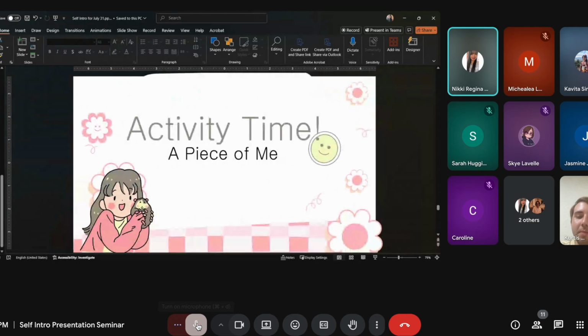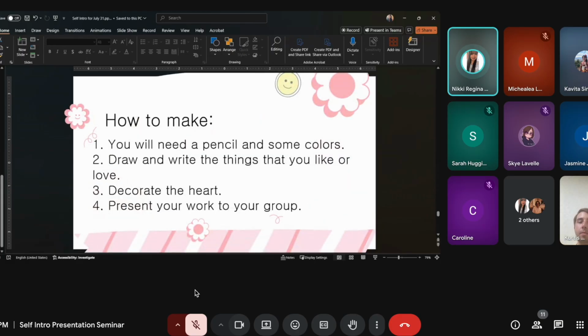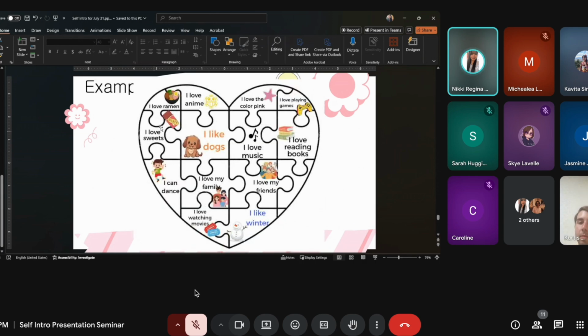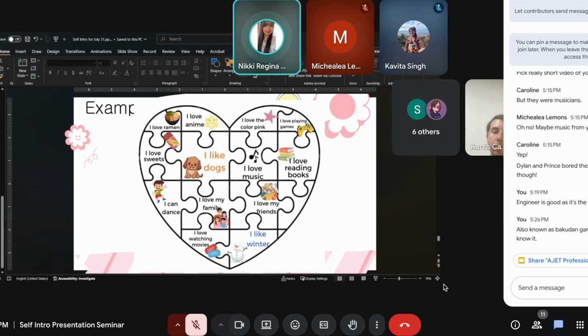So, next is A Piece of Me. For this one, they are going to need a pencil, color crayons, and the heart. They are going to write or draw the pictures that they like inside these puzzle pieces, or this heart which has the puzzle pieces. So yeah, this is a fun arts activity if you're not into games and such.